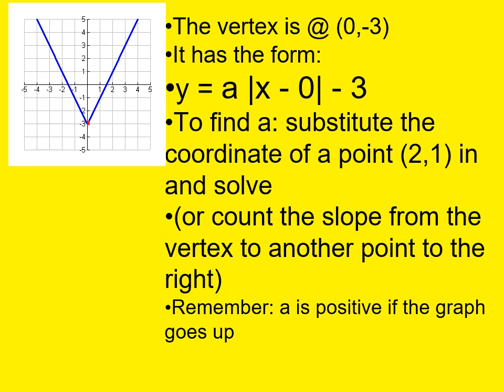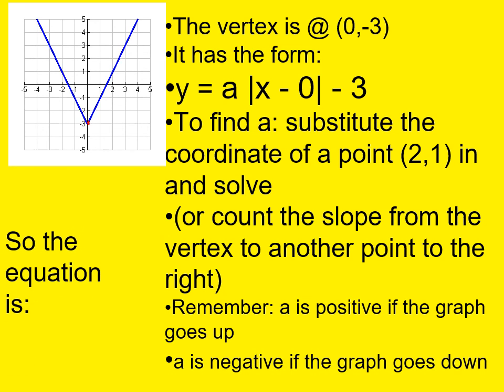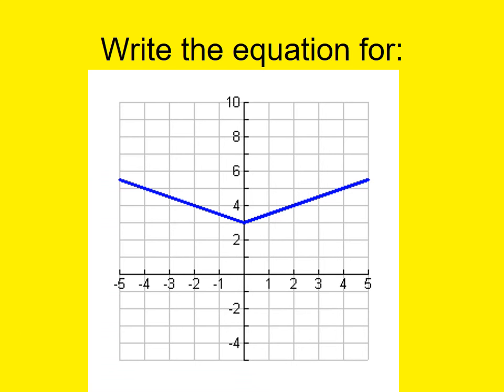And we did need to double check which direction our graph is opening in order to figure out whether a is a positive or a negative value. And this one is opening up, therefore it's positive. And our equation is y equals 2 absolute value of x minus 3. Your turn. If you would please pause the video and write the equation for this graph.